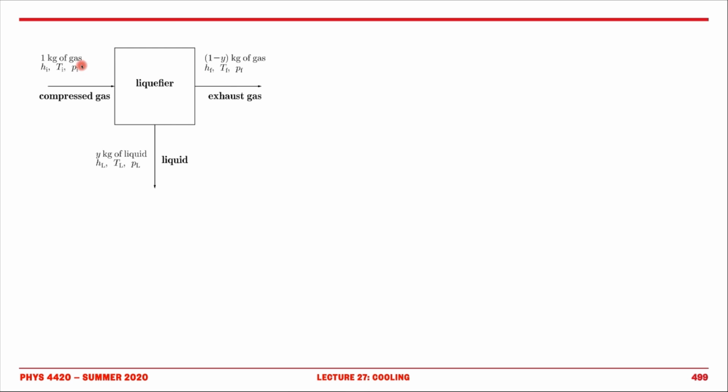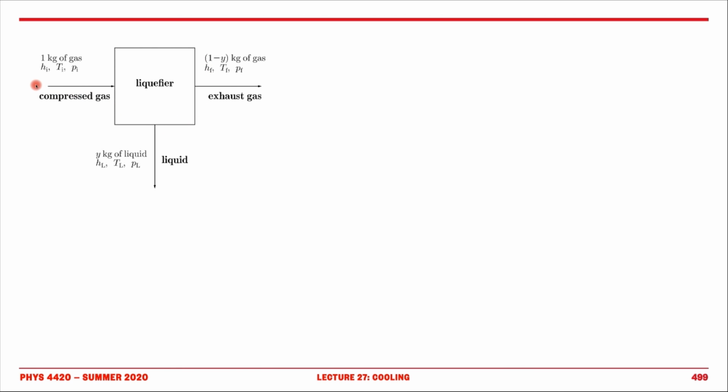So we have 1 kilogram of gas. We need to have 1 minus y kilogram of gas and y kilogram of liquid. In other words, the sum is the same on both sides. So we have the initial enthalpy, the final enthalpy, and the liquid enthalpy. Same for the temperatures and same for the pressure. We can define all those things.